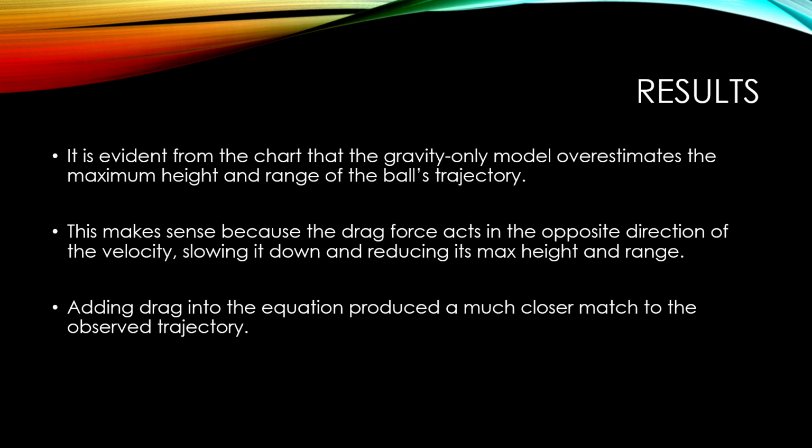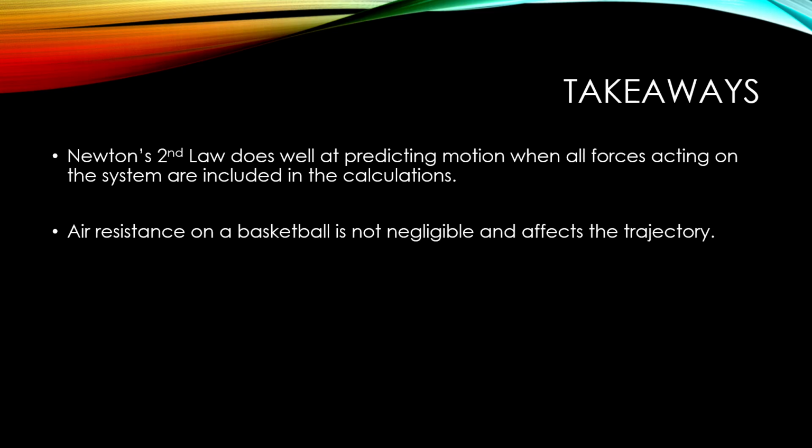So yeah, like I said, the gravity only model overestimates the trajectory, and this does make sense because the drag force acts in the opposite direction of the velocity, which slows it down. And for takeaways, Newton's second law does well at predicting motion when all forces acting on the system are included in the calculations, and air resistance on a basketball is not negligible and affects the trajectory.